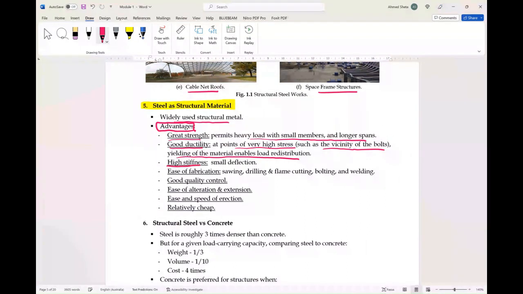Also high stiffness, so we expect small or lower deflection. Ease of fabrication, such as sawing, drilling, flame cutting, bolting, and welding. Good quality control, because it is manufactured in factories. Ease of alteration and extension, ease and speed of erection, and also relatively cheap compared to the advantages it gives to the construction industry.